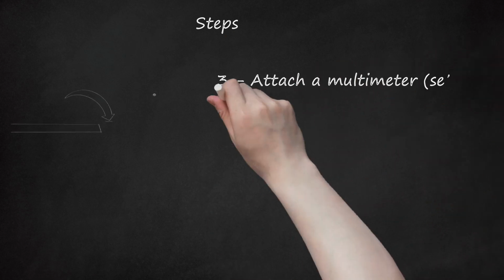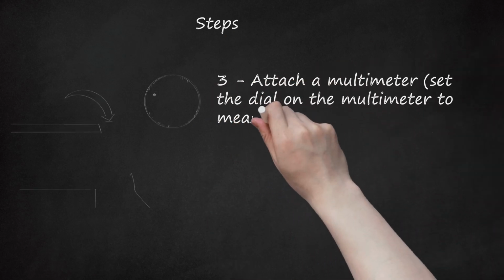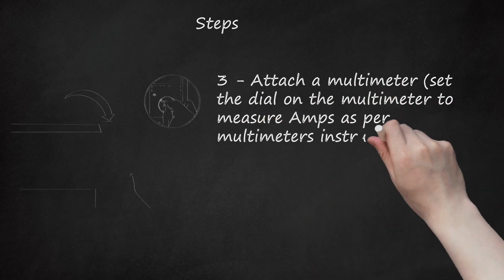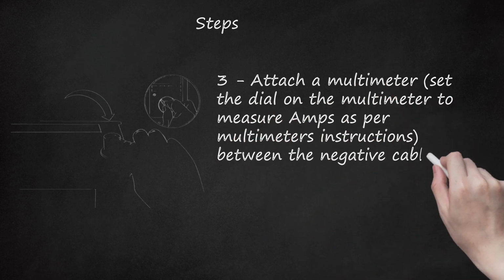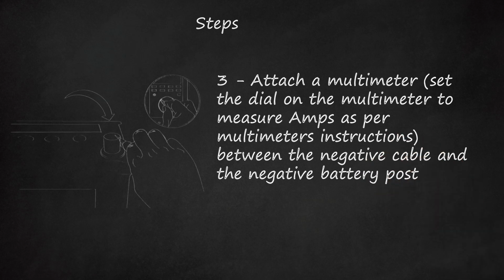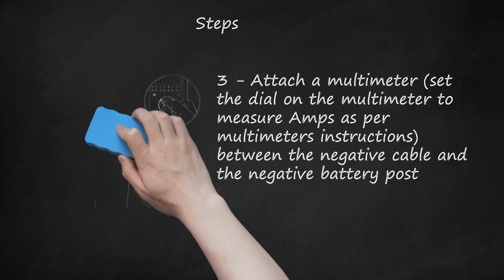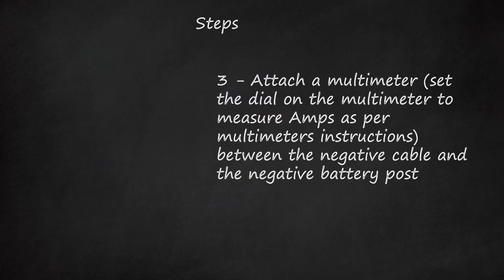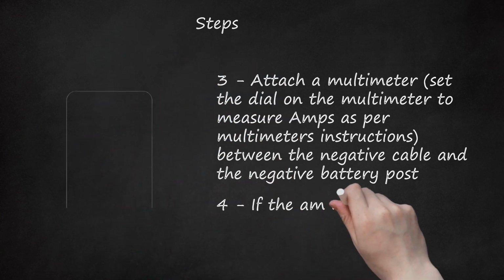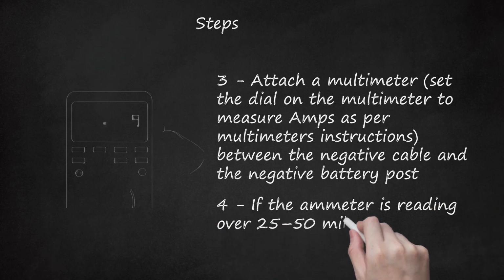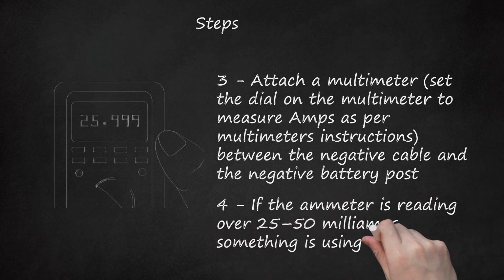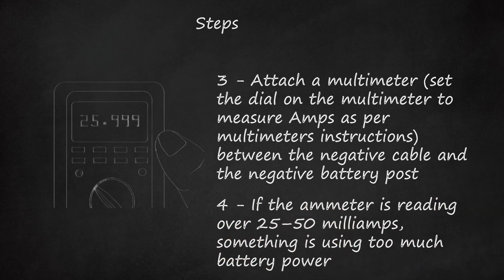3. Attach a multimeter, set the dial on the multimeter to measure amps as per the multimeter's instructions, between the negative cable and the negative battery post. Wait a few seconds to several minutes for the car to go into sleep mode, i.e., when you make the contact with the ammeter, the car's computer systems wake up. After a bit of time, they will go back to sleep. 4. If the ammeter is reading over 25 to 50 milliamps, something is using too much battery power.